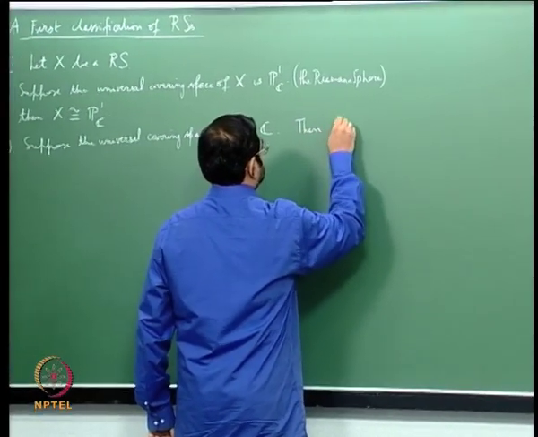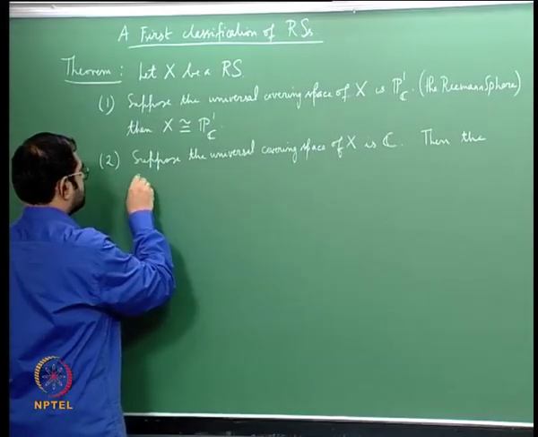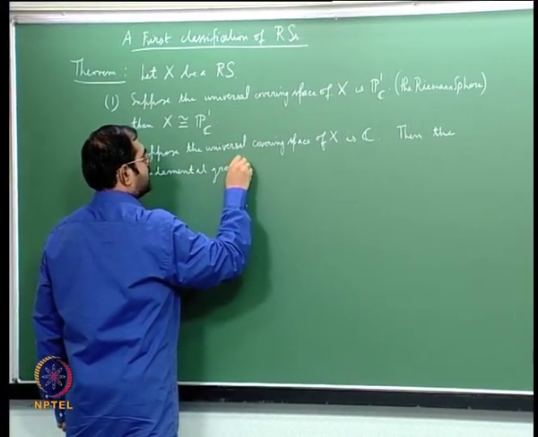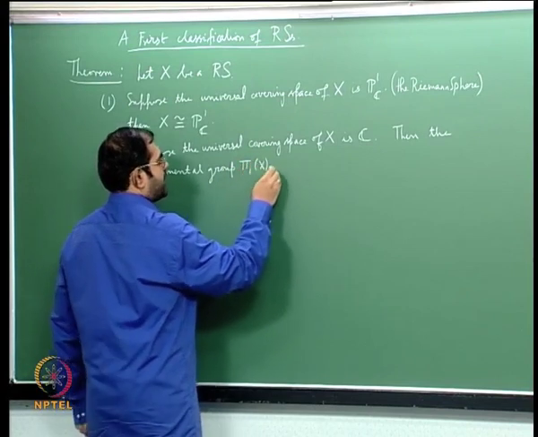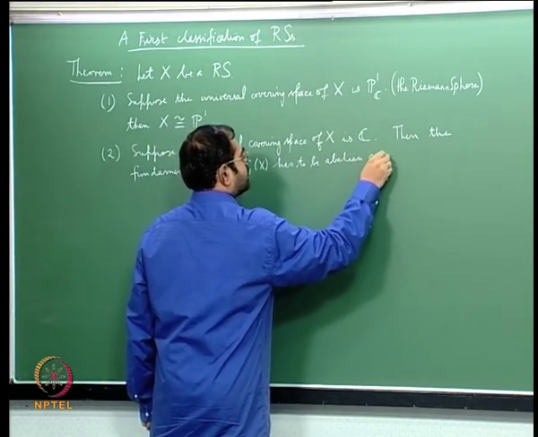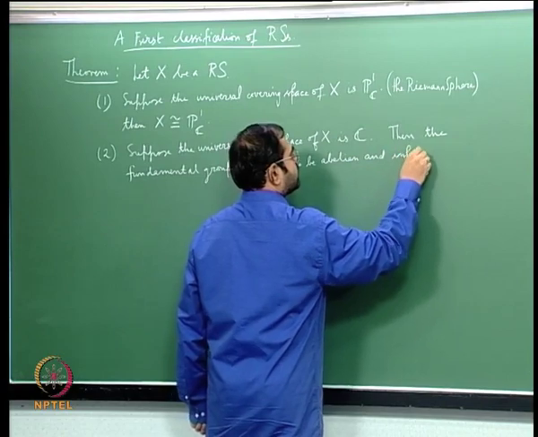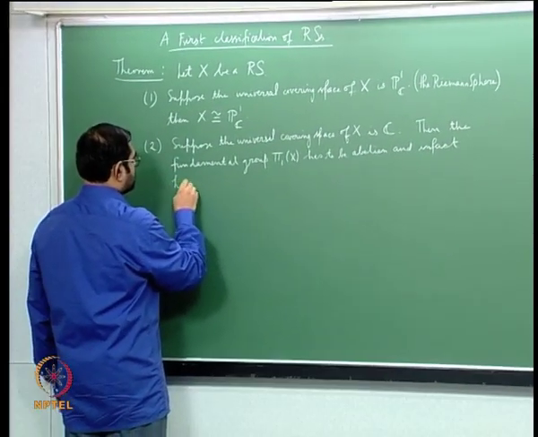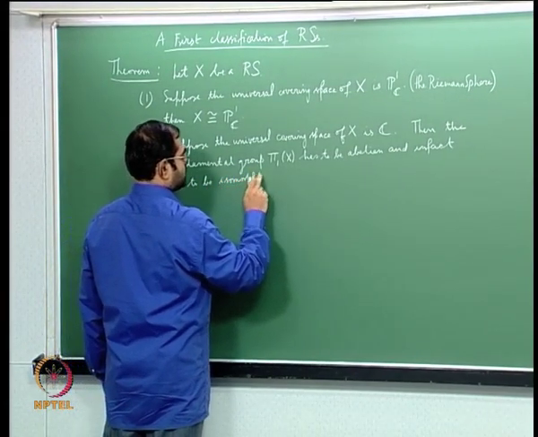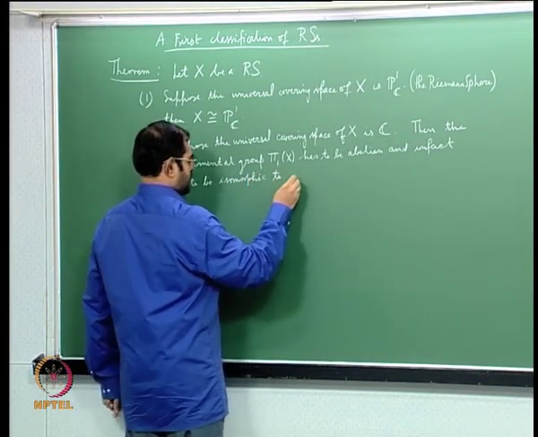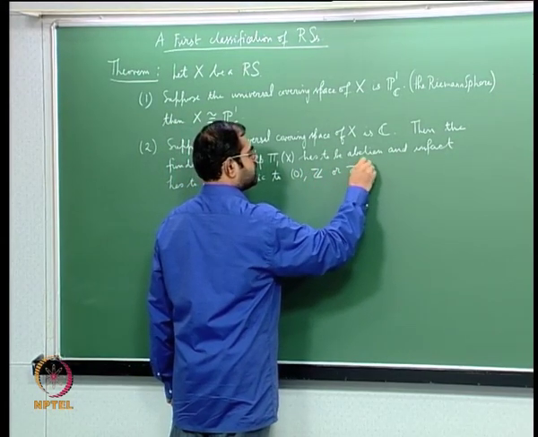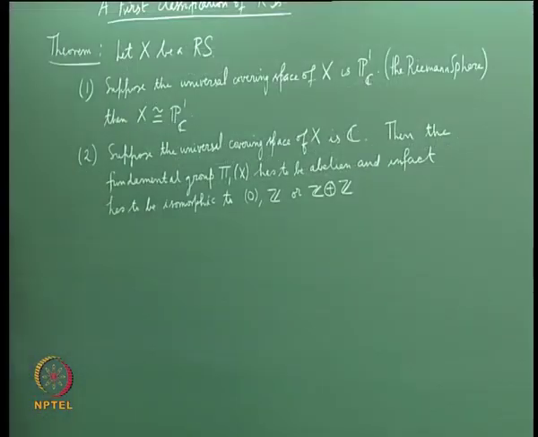Then the fundamental group pi 1 of X has to be abelian and in fact has to be isomorphic to the trivial group, Z, or Z direct sum Z.